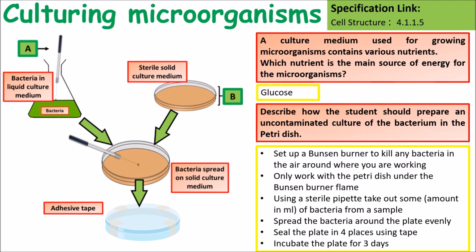working, with a Petri dish underneath the Bunsen burner, using sterilised equipment, spreading the bacteria around on the culture plate, sealing it with a lid and taping it in 4 places, and then incubating the plate for 3 days at 25 degrees.